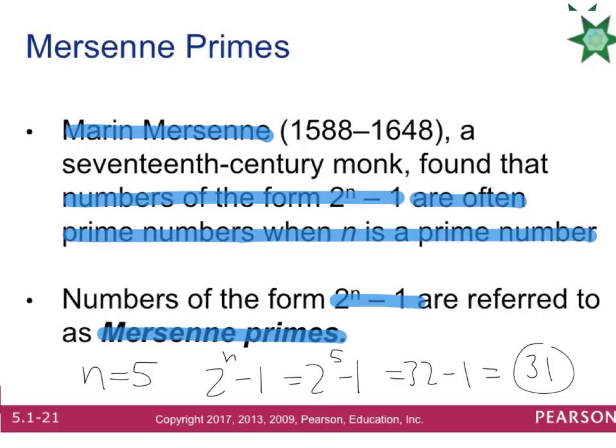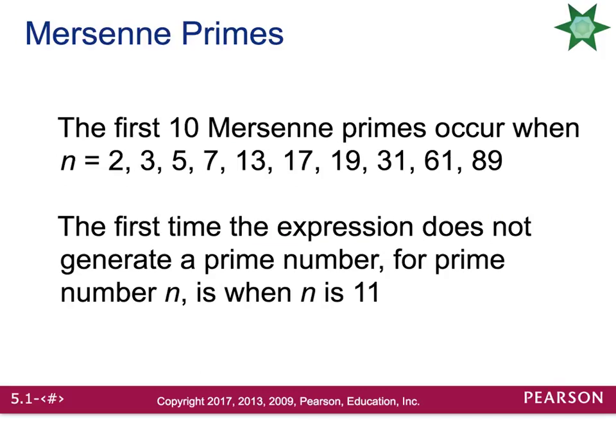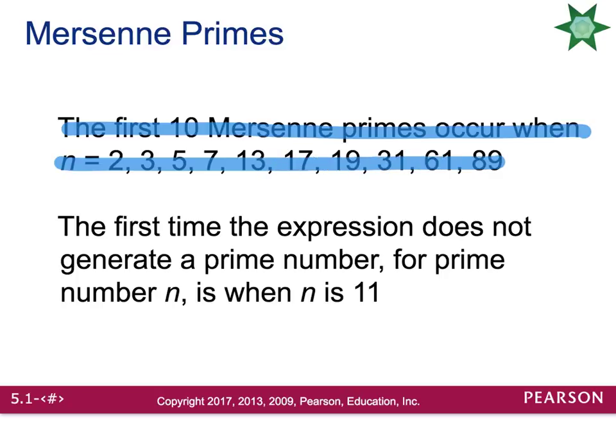Okay, so that's an example of how we would find another prime number. Now that doesn't always work, but they are often prime numbers. So it's not a foolproof thing, but it works a lot. That's one way to find larger prime numbers: take n as a prime number, take 2 to the n, and then subtract 1. The first 10 Mersenne primes occur when n equals 2, 3, 5, 7, 13, 17, 19, 31, 61, 89.